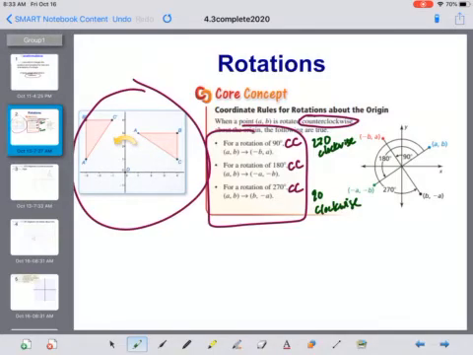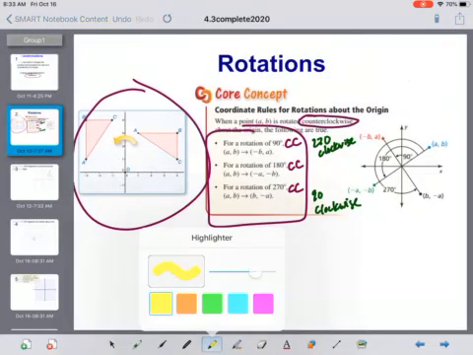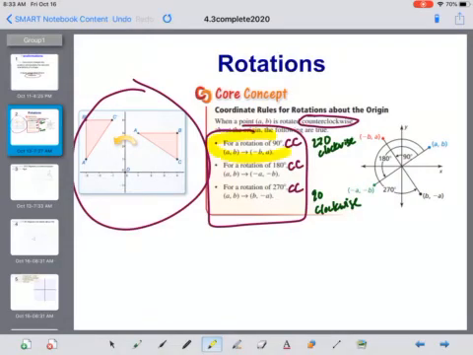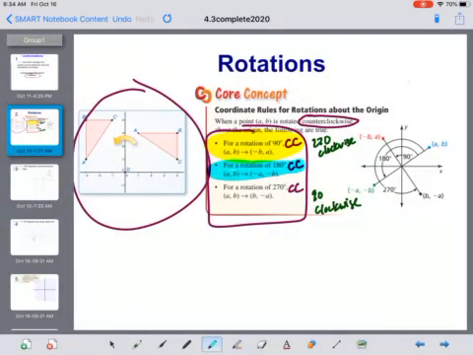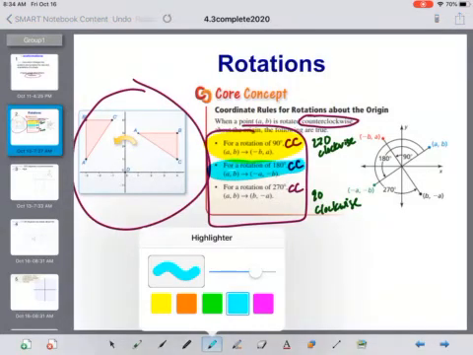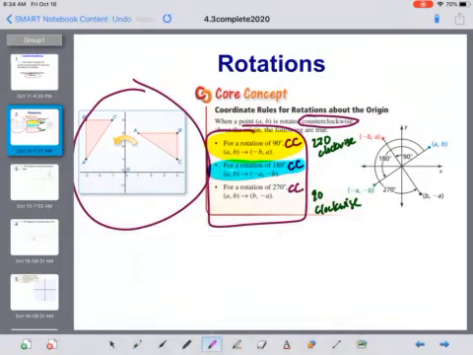But notice what happens with the ordered pairs. In the first one, 90 degrees counterclockwise, it's the opposite of your y value and then your x value. When you are talking about the 180 degrees, you just do the opposite of both values in the ordered pair. And then for 270 degrees counterclockwise, you do the y value first and then the opposite of the x value.